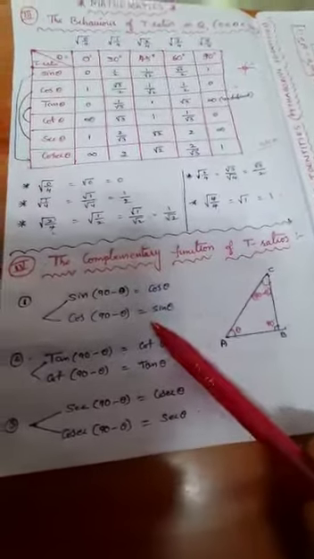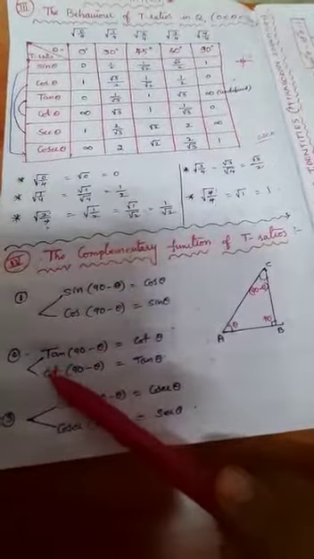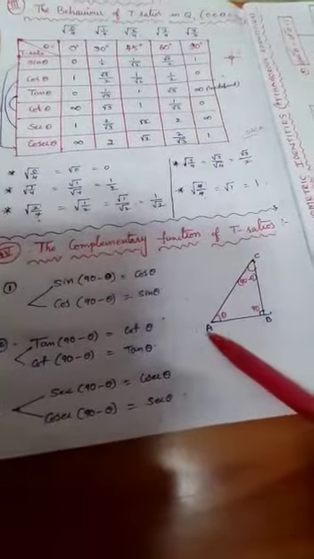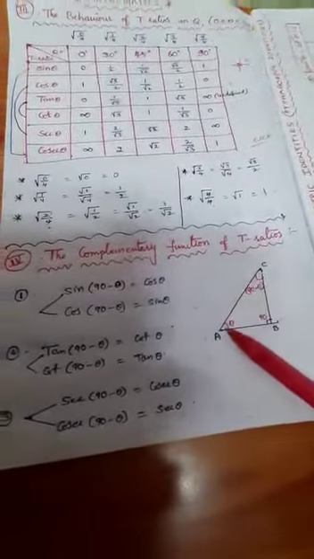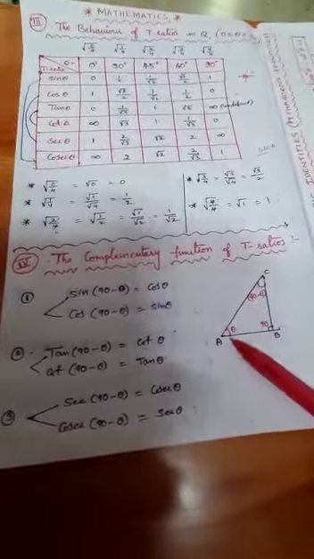Next, take two complementary functions, tan and cot. Tan, apply co, co-tan means what? Cot. Tan and cot are complementary. So if you define tan here, cot will come here. If you define cot here, tan will come here. Therefore tan 90 minus theta is cot theta, and cot 90 minus theta is tan theta.